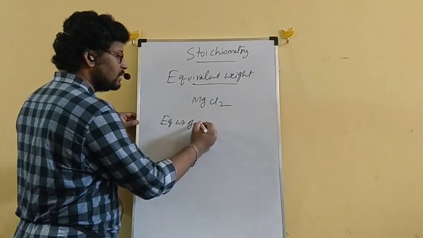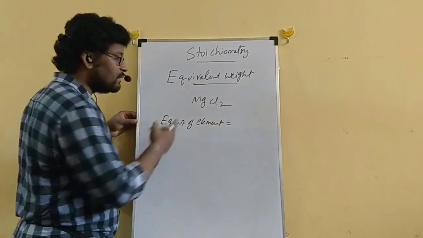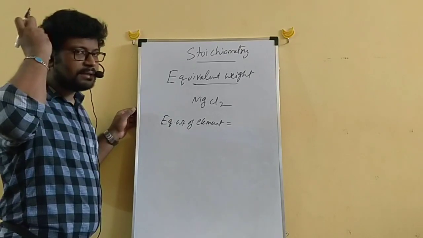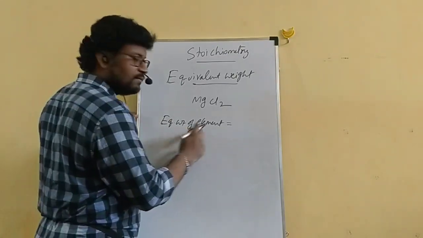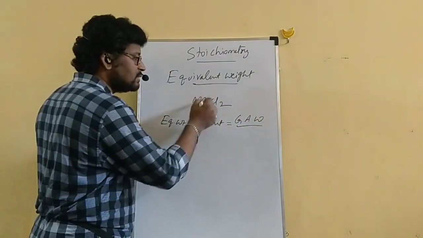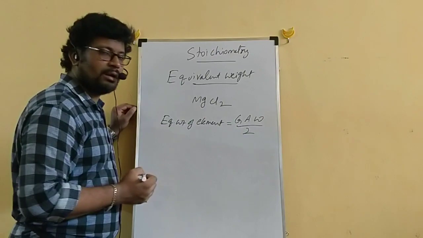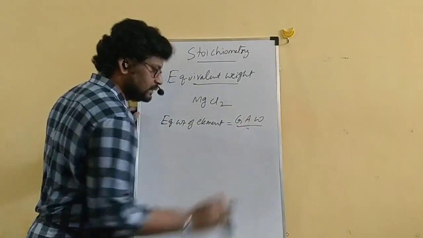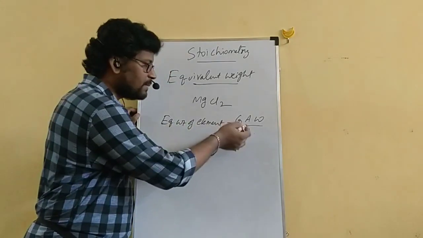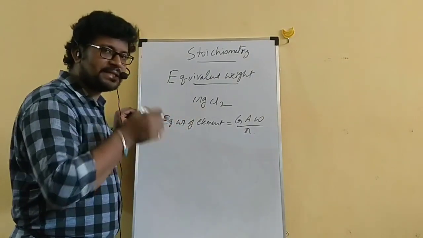Now first I am discussing equivalent weight of element. Here we have taken magnesium or chlorine in magnesium chloride. Equivalent weight of element is equal to gram atomic weight divided by N, generally represented as N. In this compound, what is the valency of magnesium? 2. N is called its valency, the element valency present in that compound.